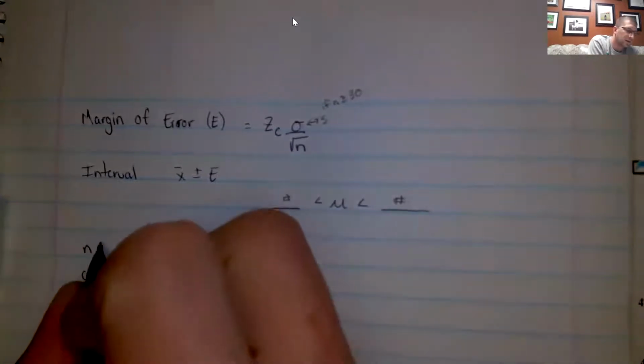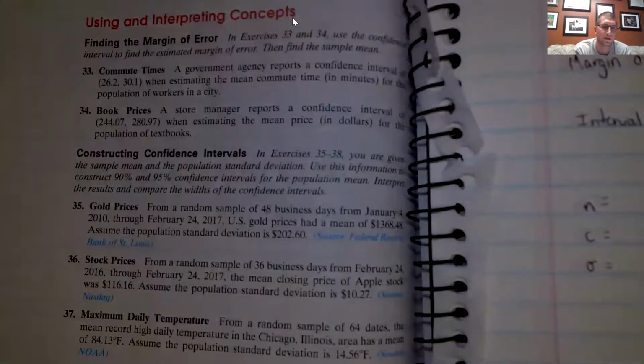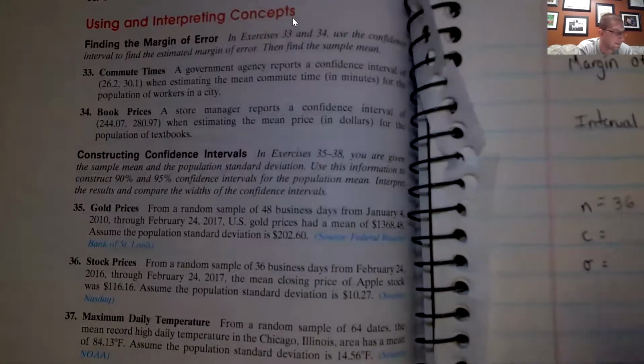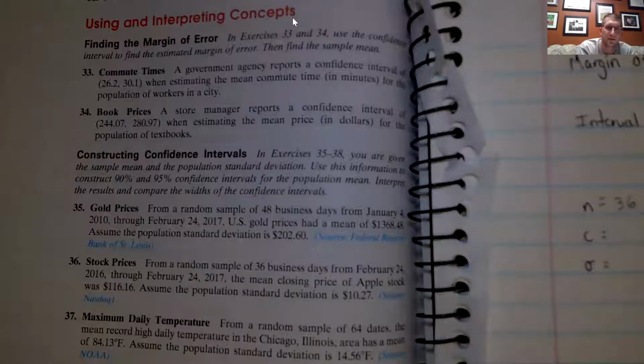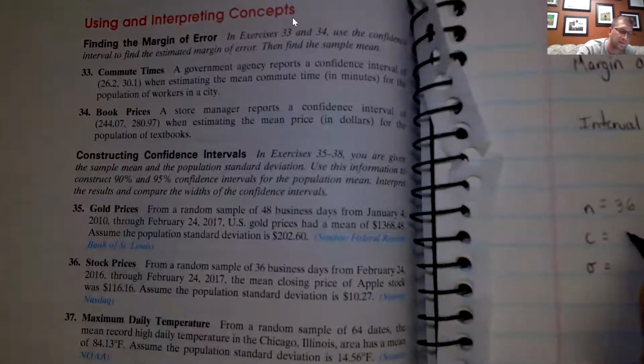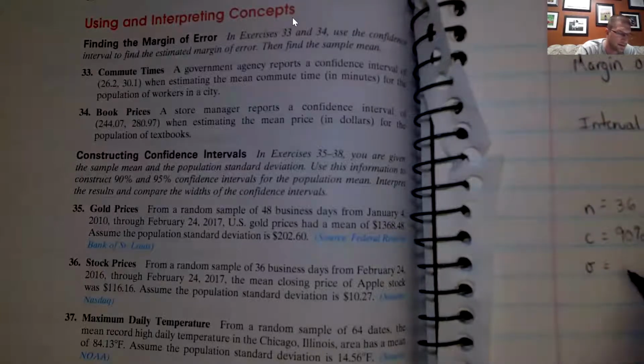So the first things I need to pull out of the problem are these. If you look at number 36, it says sample of 36. Our confidence levels up here in the directions, they want us to use 90 and 95%. I'll show you 90 for now. So 90%. And our population standard deviation is 10.27. And our sample mean, they gave us 116.16. So that's what I'm working with.